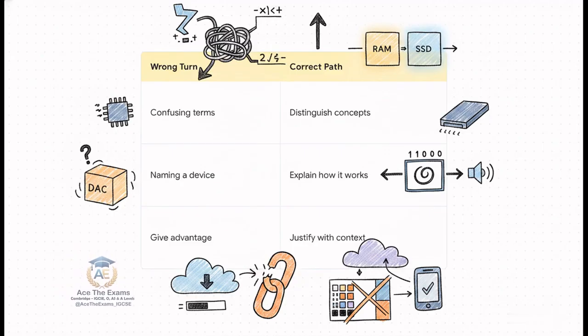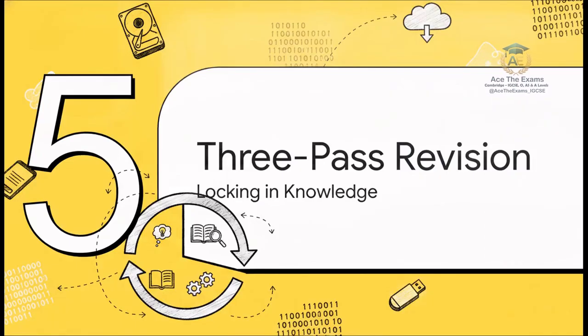And lastly, never ever give an advantage with no reason. Writing lossy compression is faster to download is an incomplete thought. The correct pathway is justifying your choices based on the scenario. Lossy compression reduces the overall file size by permanently removing unnoticeable color data, which therefore requires less bandwidth, resulting in a much faster download for a mobile user on a 4G network. Do you see the difference? Always detail the process.